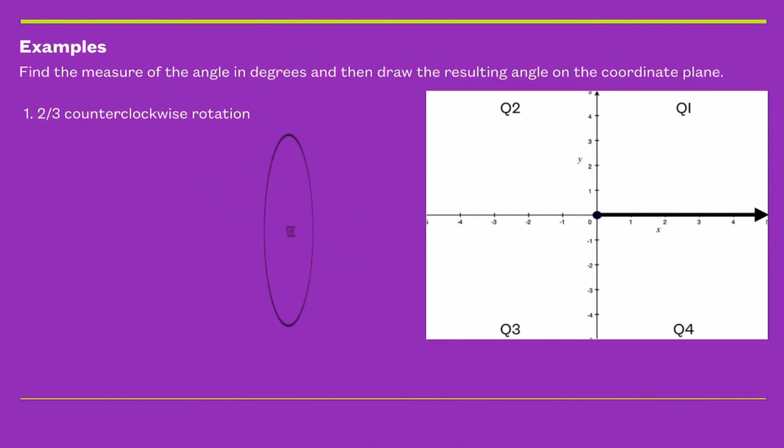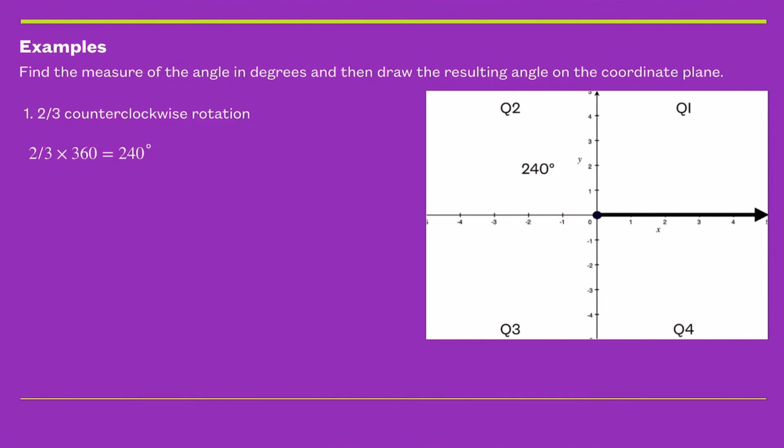So we know if we have a complete rotation, it's going to be 360 degrees. And since we're going counterclockwise, it's going to be positive 360 degrees. So we want 2/3 of 360. All we're going to do, as you can see by the text that popped up on the screen, is take 2/3, multiply it times 360, and we're going to get a value of 240. So a 2/3 counterclockwise rotation will give us a value of 240 degrees, and you'll see it drawn on the coordinate plane.